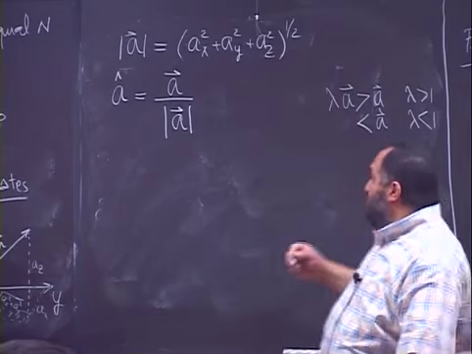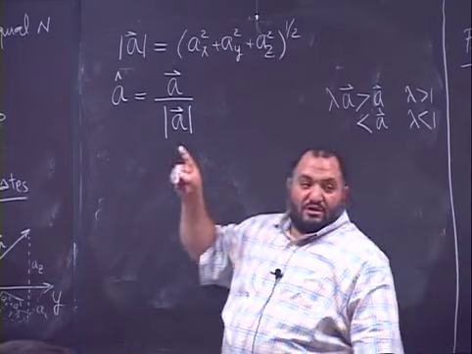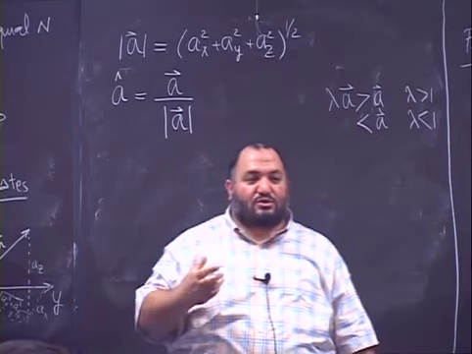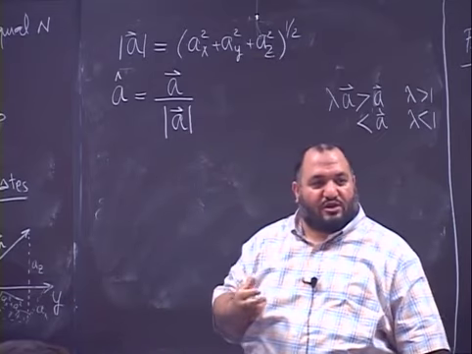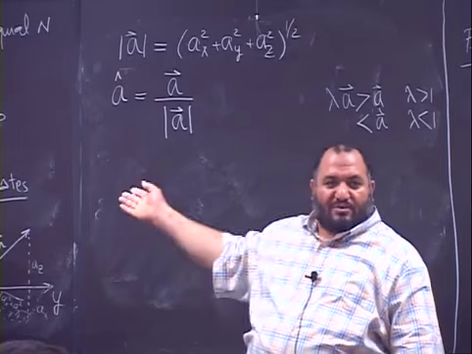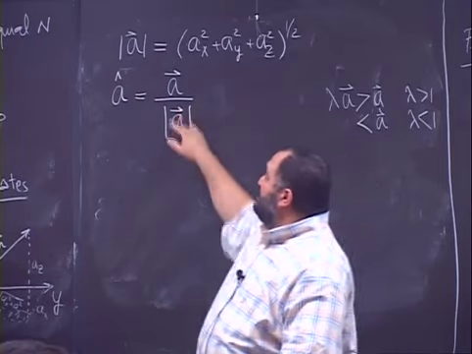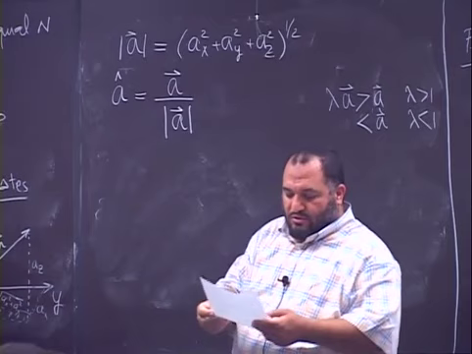So if you divide the vector by its magnitude, what did you do for the vector? You make it unity. Normalization. You normalize the vector. You make it unity. And this is A over the amplitude of A.